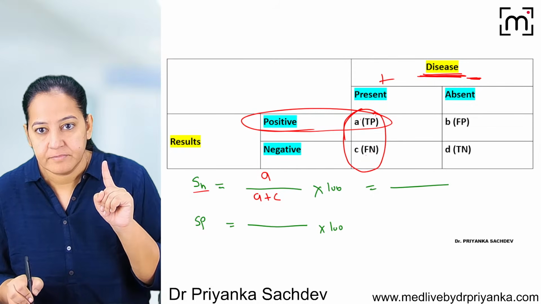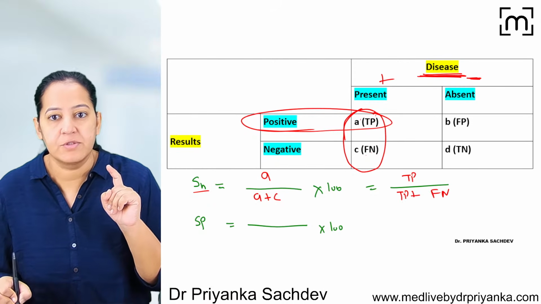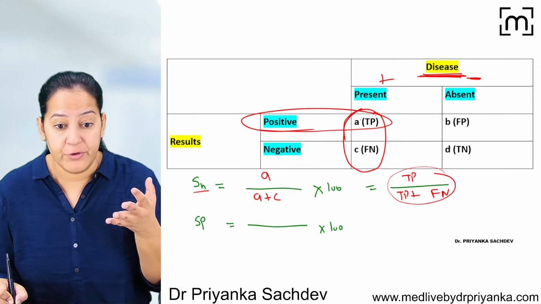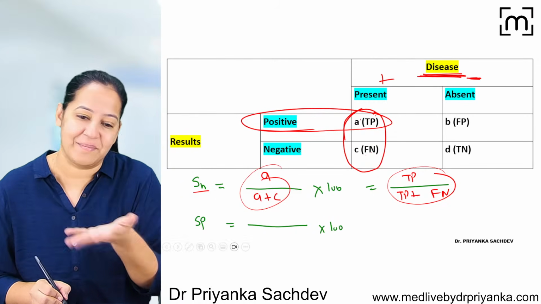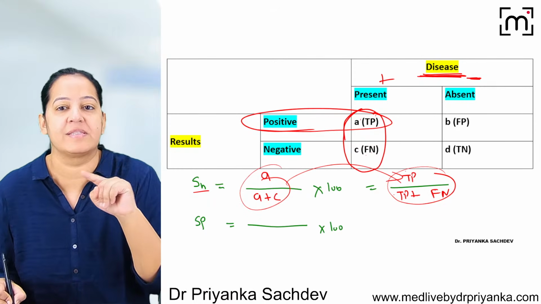True positive upon true positive. What is C? False negative. So this is the formula. I don't recommend learning in this terminology because you will forget and get confused. So learn A upon A plus C. It's easy to learn A upon A plus C, and you know what ABCD is, so you can always make out the formula. It's true positive upon true positive plus false negative into 100.